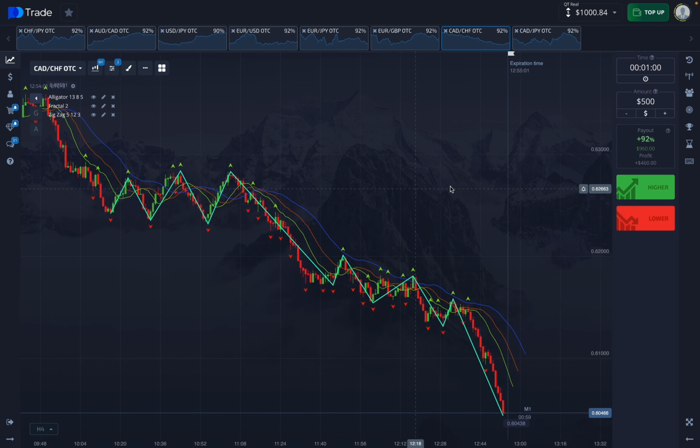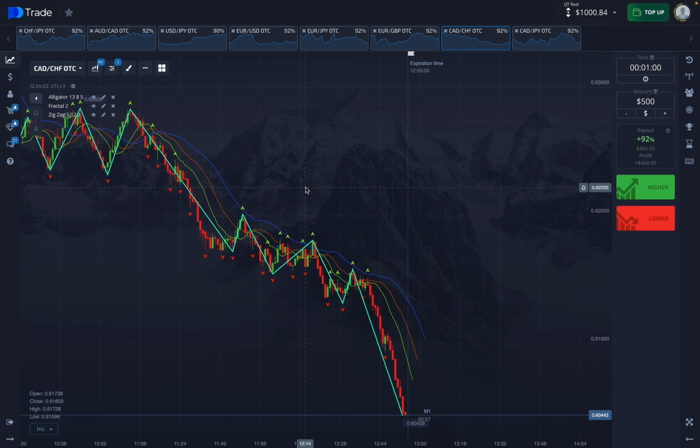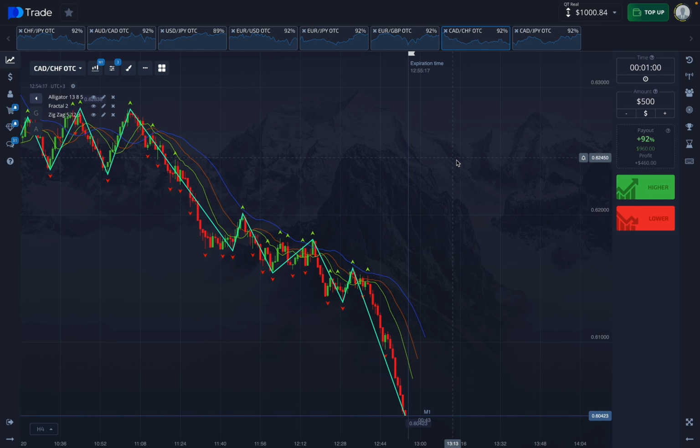I have selected the appropriate indicators, such as alligator, fractal, and zigzag. All three indicators have absolutely default settings. For trading on a 1-minute time frame, this is quite enough. Let's start with a $500 trade. Let's get started and pick the first currency pair.